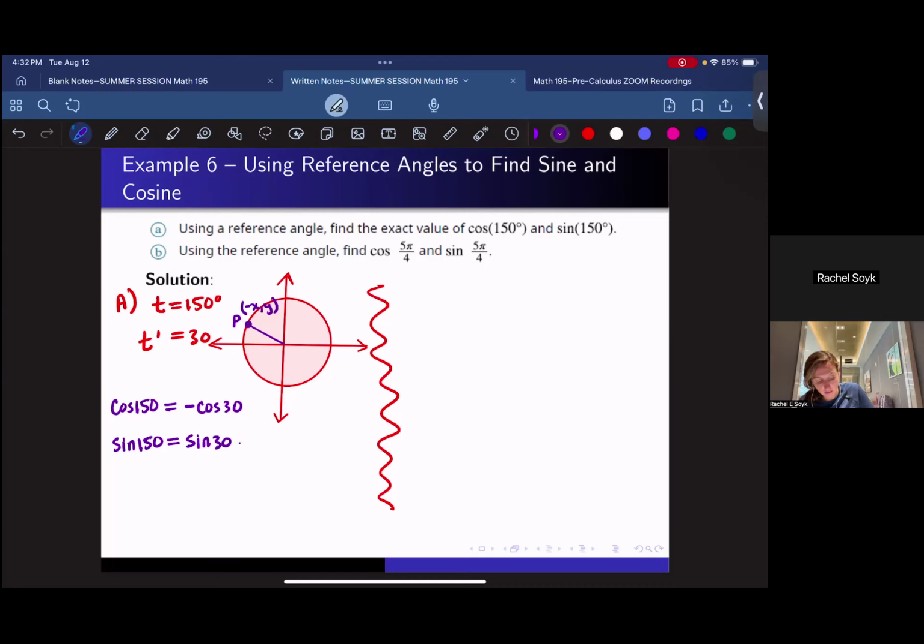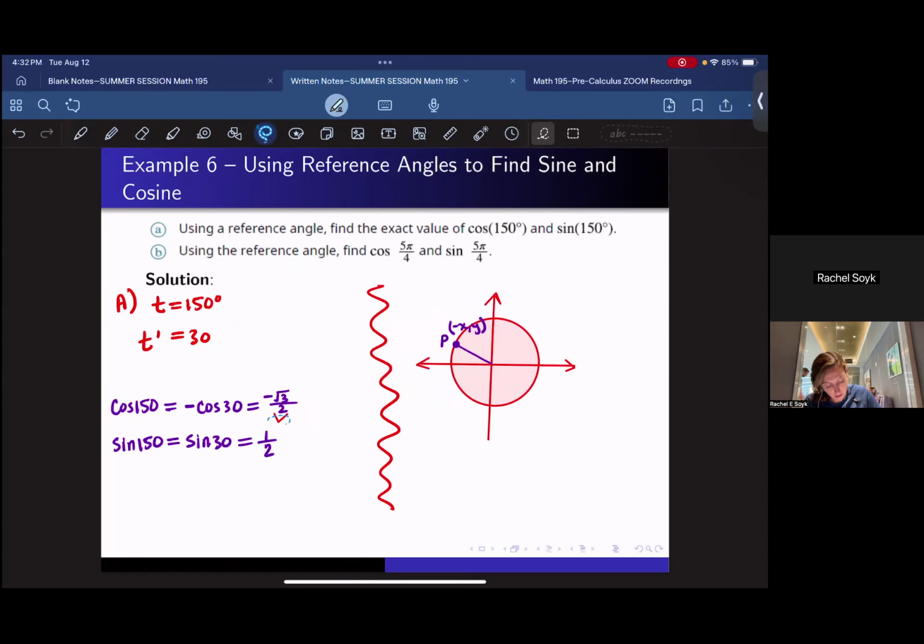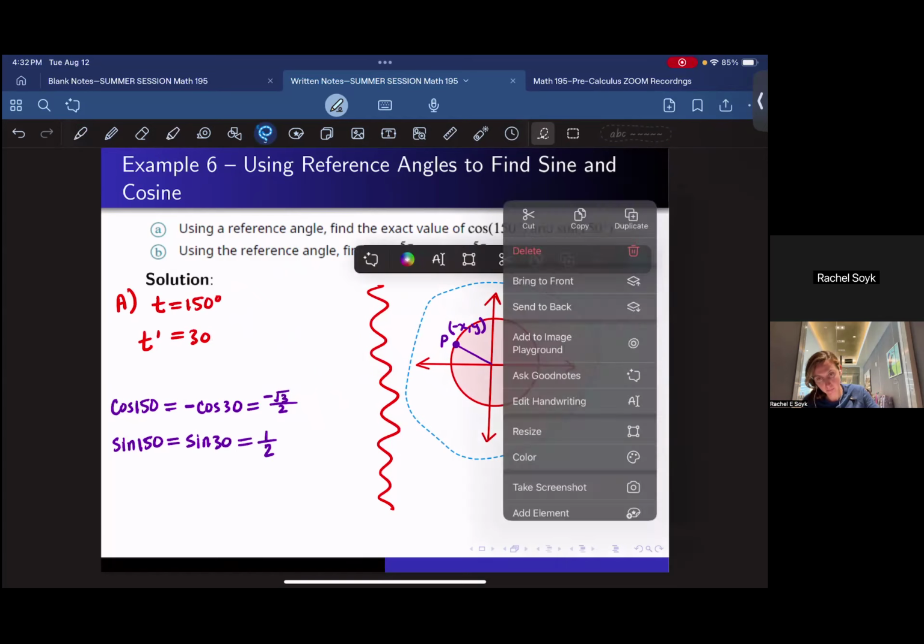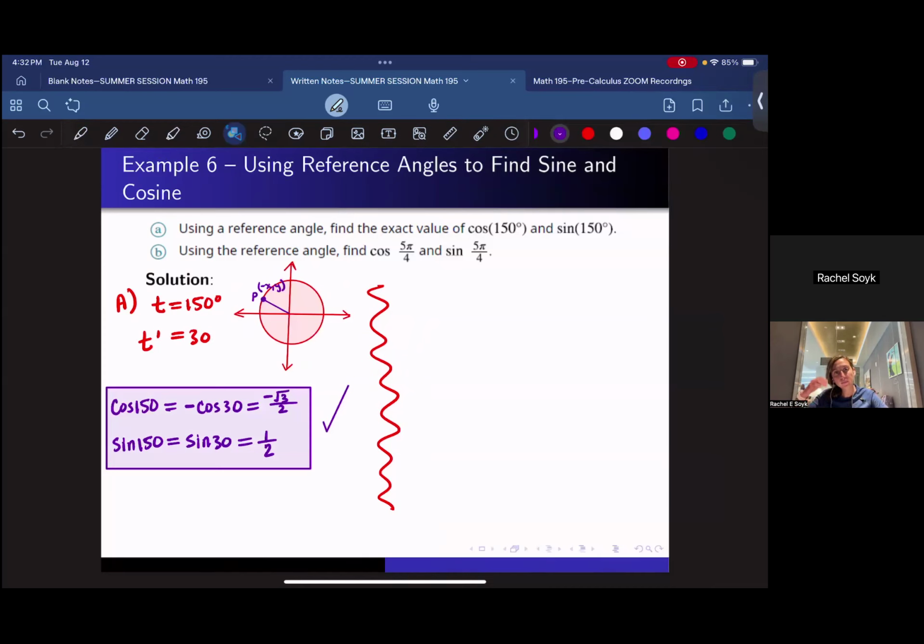We know that sine of 30 is just 1/2. Cosine of 30 is square root of 3 over 2, so we get negative square root of 3 over 2. That's it, these are our answers. Just going to move this over a little bit, maybe shrink it. And there we have it.